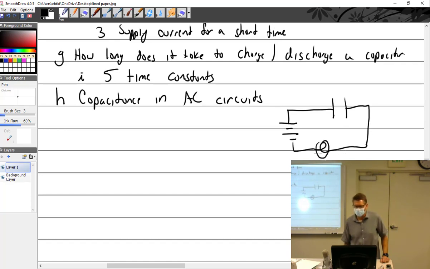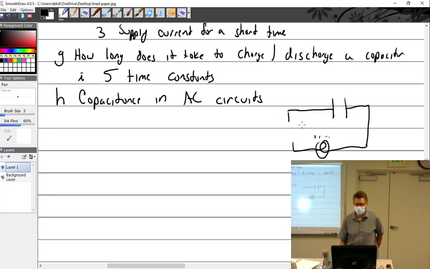And I showed you that when I connect it, this light is going to go on for just a short period of time as it charges up. And then when I disconnect it, it will light for a very short period of time. Otherwise, the light sees the capacitor as open or closed? Open. Okay. But now we're going to change this because that was DC.